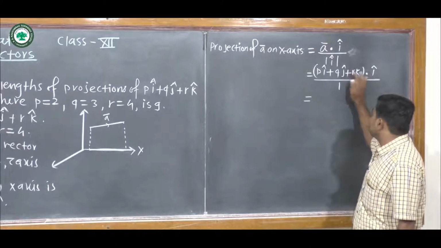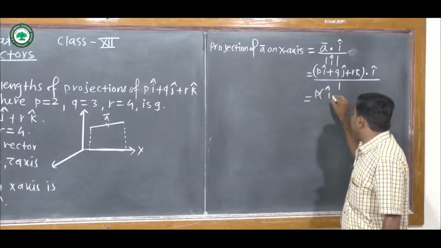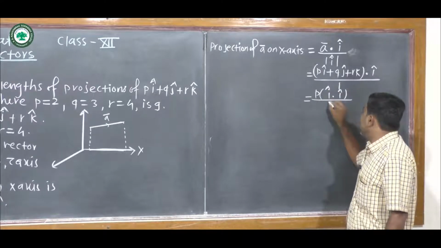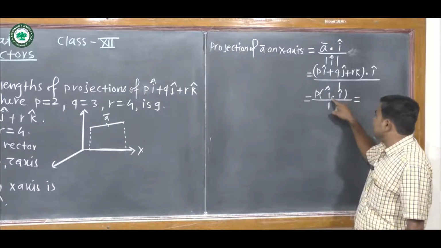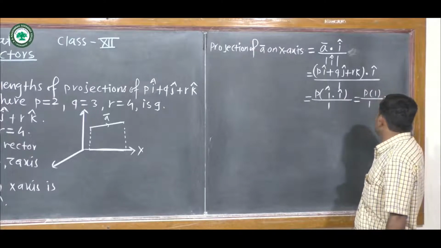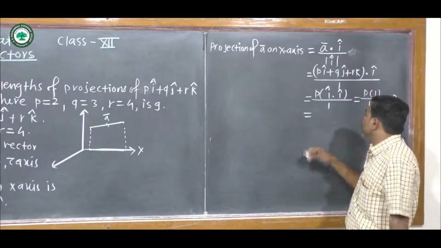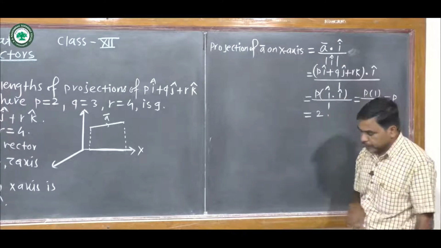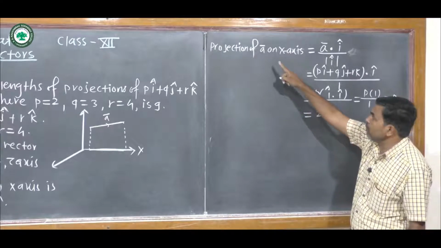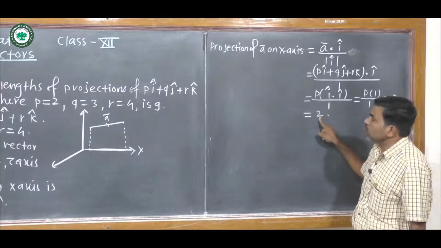Now the dot product of these two vectors is nothing but P into I cap dot I cap divided by 1. You know that I cap dot I cap is 1. So P into 1 divided by 1, that is P. And what is the value of P? P is 2. So projection of A bar on x-axis is equal to P, and that is 2.